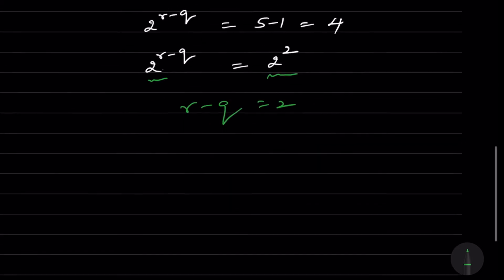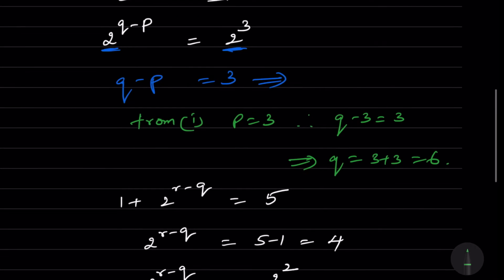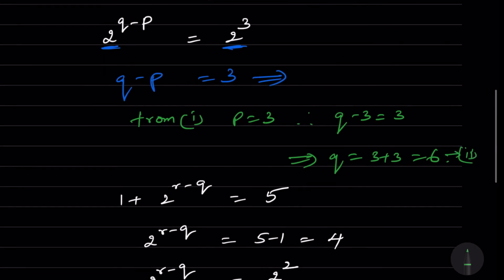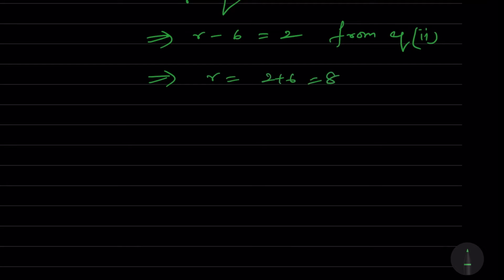to 2. Now you know that q is equal to 6. So r minus 6 is equal to 2. This you can take it from here. This you take it as equation 2. So therefore from equation 2, which implies that r is equal to 2 plus 6, which is equal to 8.